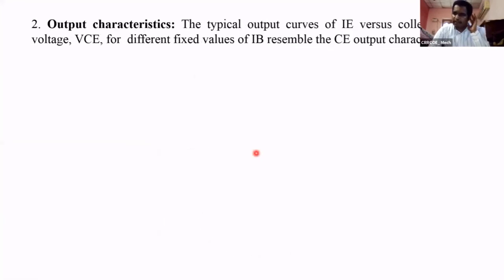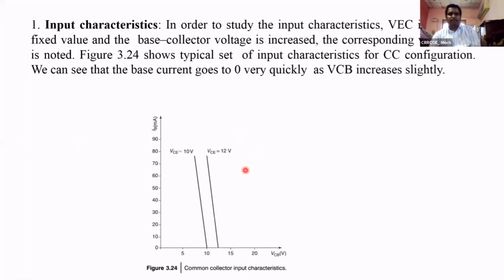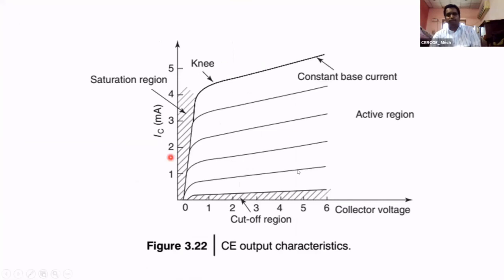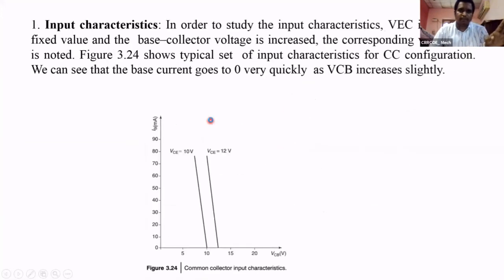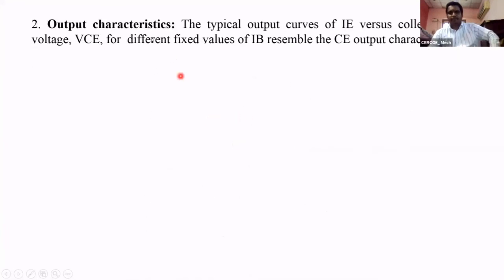The output characteristics are similar to the common emitter configuration. The output characteristics of the common collector configuration are similar to this one. I have already explained, okay, same. Similarly, the output characteristics of a common collector are also the same way. That's why I am not giving the output characteristics. It resembles the common emitter configuration.